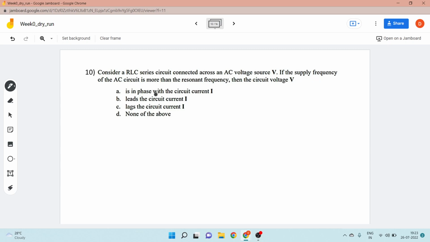if the supply frequency of the AC circuit is more than the resonant frequency, that means, in case of RLC circuit, if the supply frequency is equal to the resonant frequency, that means resistance equal to reactance, right? But when supply frequency is greater than the resonant frequency, let's call it resonant frequency as FR, then it is kind of an inductive circuit, that is XL is greater than XC.